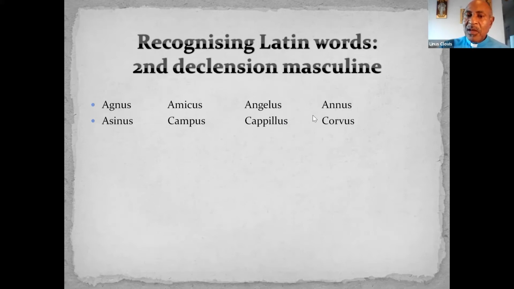So corvus is, we have the Creole, corbo, which is a crow or raven. So this is its origin. It doesn't go into English unless you study biology or something, where you get corvine, which is the family of crows, ravens, blackbirds, and so on.